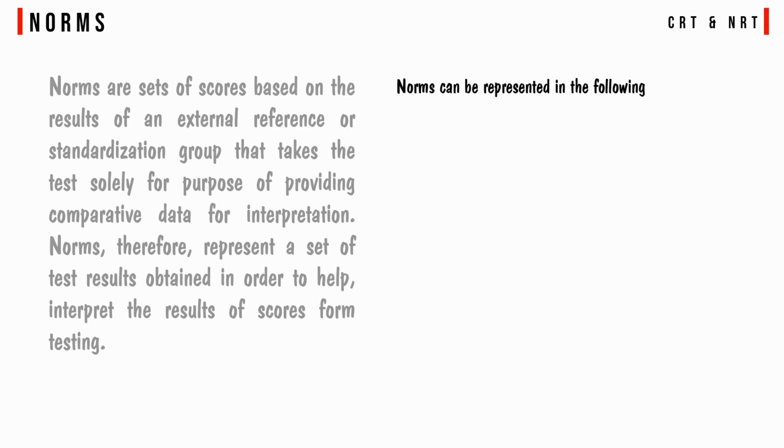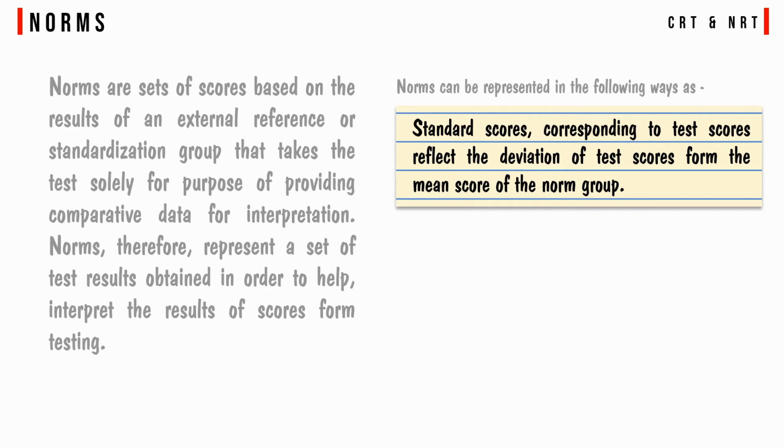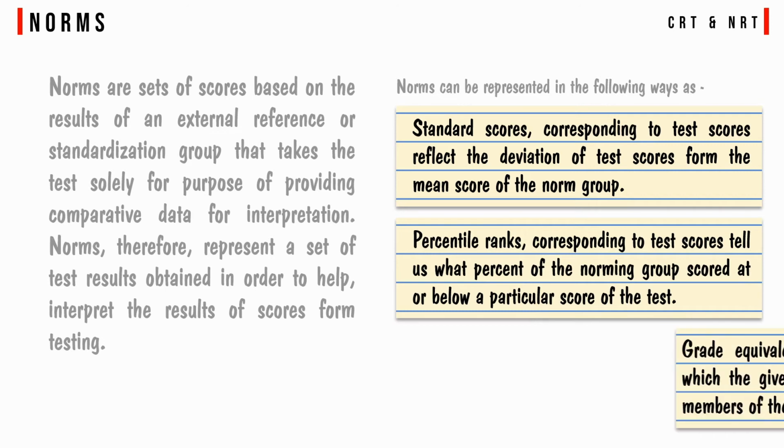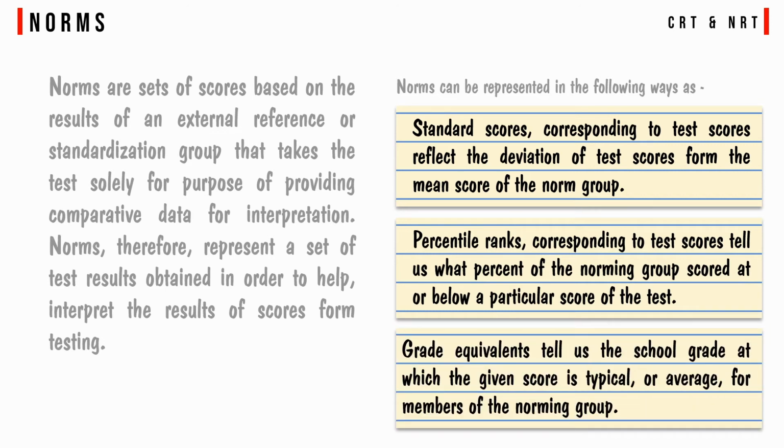Norms can be represented in the following ways. Standard scores, corresponding to the test scores, reflect the deviation of the test scores from the mean score of the norm group. Percentile rank, corresponding to the test scores, tells us what percent of the norming group scored at or below a particular score of the test. Grade equivalent tells us the school grade at which the given score is typical or average for members of the norming group.